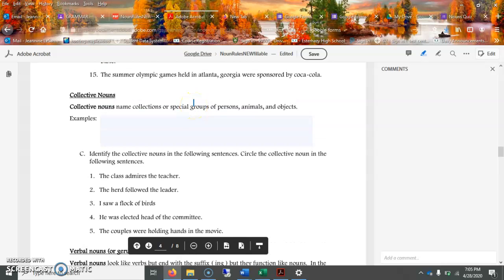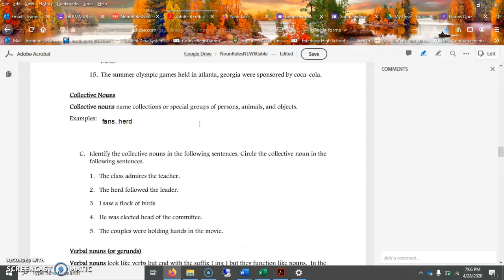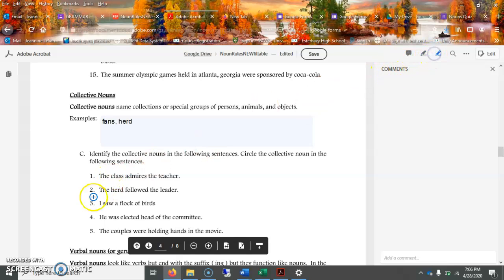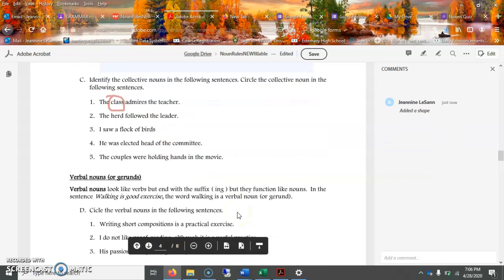Now we're on to collective nouns. These are pretty simple, and I don't have any questions on the quiz for you because these are really easy concepts to understand. A collective noun is just a special group of persons, animals, or objects. Some examples might be fans, like Rough Rider fans, or herd. So, groupings of people kind of. In this sentence, we're going to circle the collective noun in C1, the class admires the teacher. In this case, class is the collective noun in that example. For the next four, I think you can follow where I'm going with that.